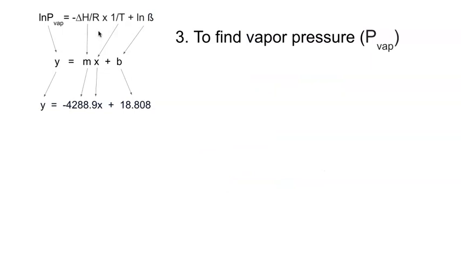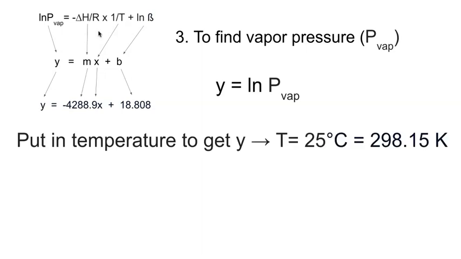All right, and the last value that we're solving for is vapor pressure. This one is just a little bit more complicated because the vapor pressure in our slope-intercept equation is given as y equals ln p vapor pressure. However, in the equation given in the original question, we don't have a y value, so to get a y value, we are going to put in the temperature.